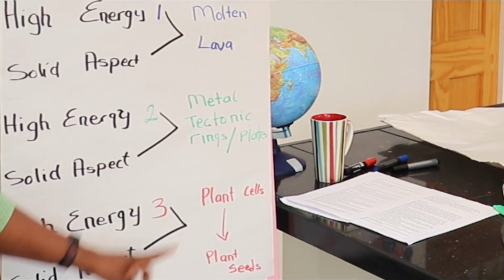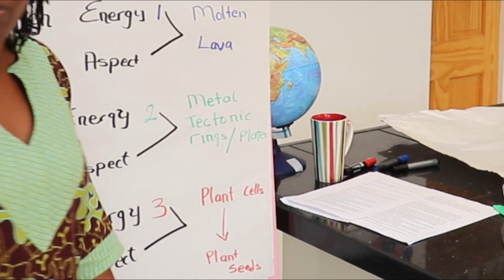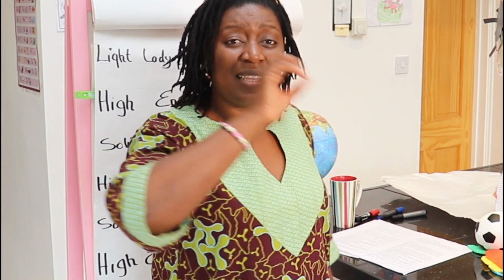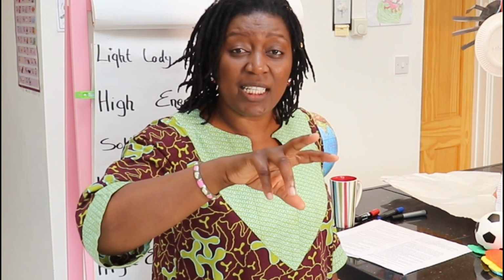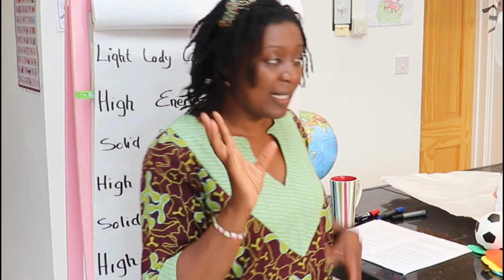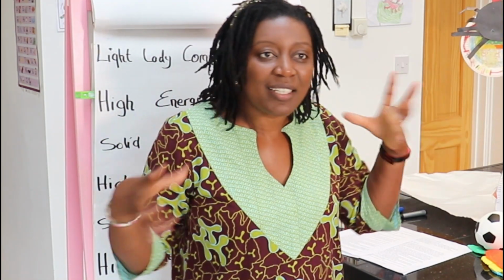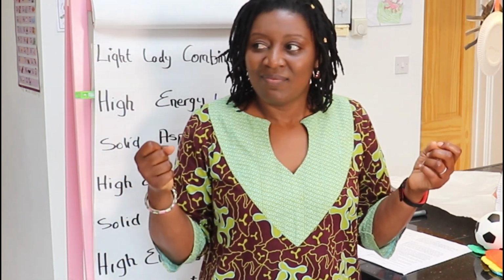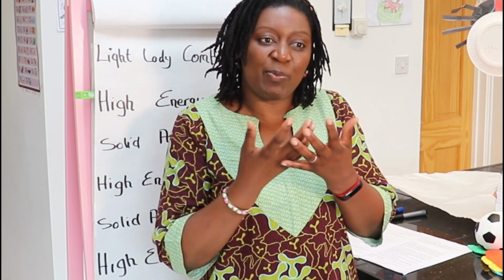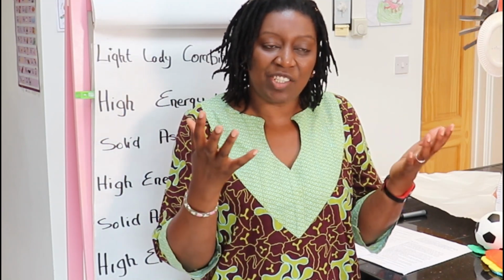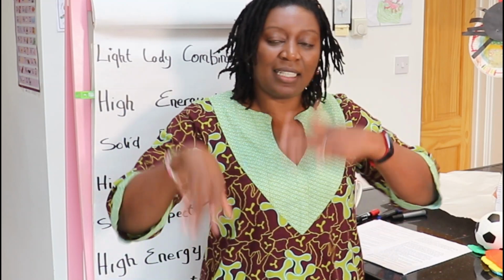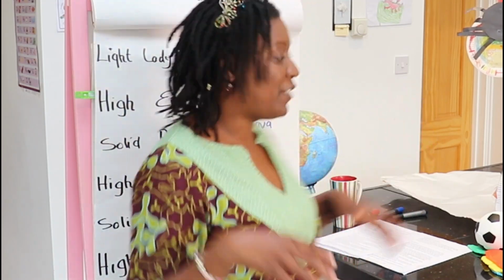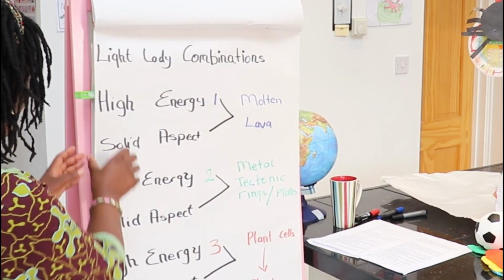the plant cells, leading on to plant seeds. Again, this is from the solid aspect of the God universe. So can you see, we say Gaia is a lady, Mother Earth, but it's because it was her energy that created the different layers of the earth. Is there more? I think there's one more.